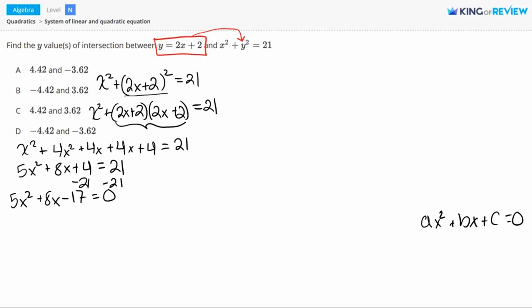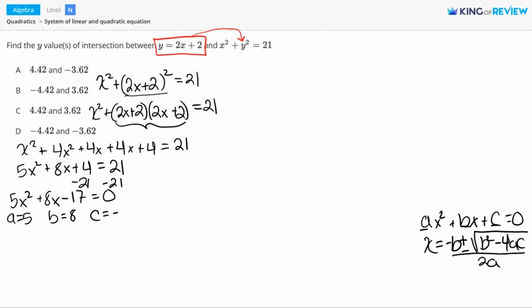Our equation is now in the form ax squared plus bx plus c equals 0. When we have an equation in this form, we can use the quadratic equation to solve for x. The quadratic equation is x equals negative b plus or minus the square root of b squared minus 4ac, and this is all divided by 2a. The a, b, and c values come from these numbers here. So looking at our equation, a equals 5, b equals 8, and c equals negative 17. So let's plug these three values into the quadratic equation.